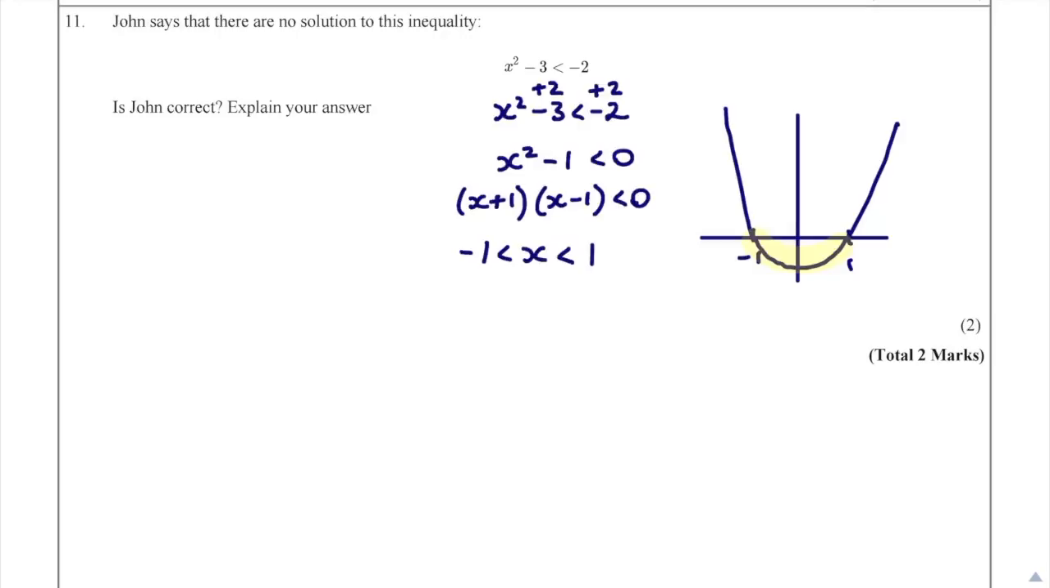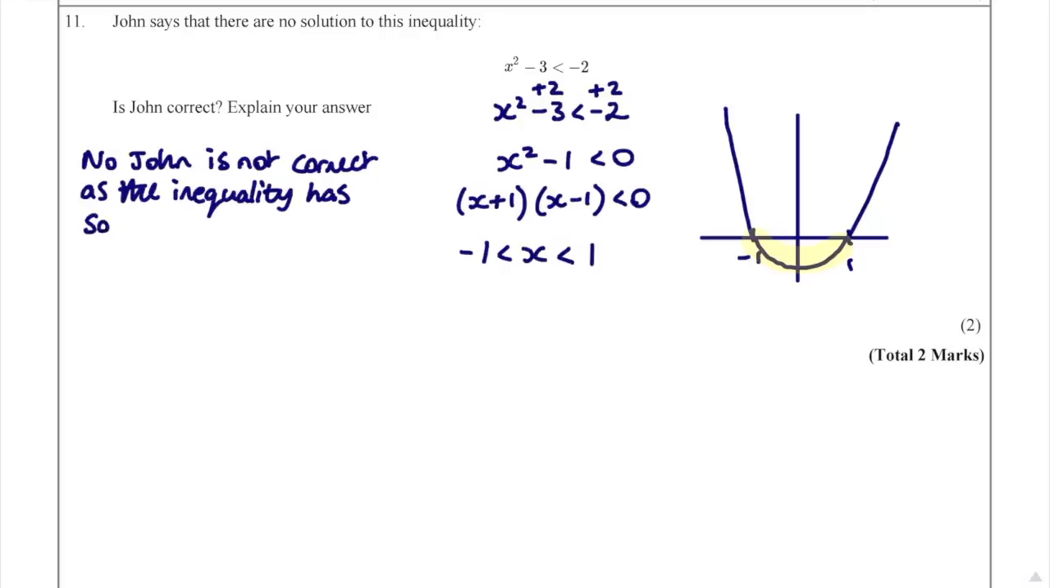So our response to John is no. John is not correct, as the inequality has solutions between minus 1 and 1 for x. And that should get us both of the marks.